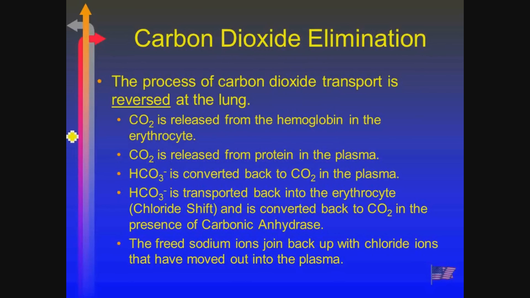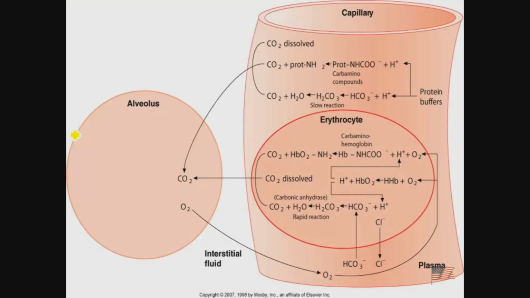Okay, so what happens then is I got all this CO2 now loaded into the bloodstream, loaded into the erythrocyte, transporting it back. It comes back to the lungs, and what's got to happen? All those things that we did when we were transporting it reverse themselves. So CO2 is released from the hemoglobin within the erythrocyte. That protein binding goes away. CO2 dissolves back into the plasma and back into the alveolus. And that's what this slide is showing us. All the arrows are basically just reversed in the process.